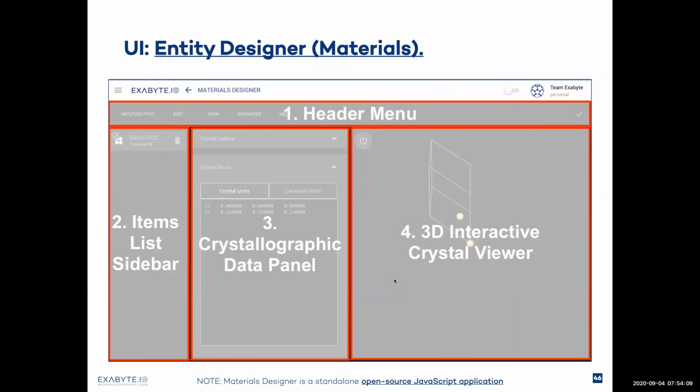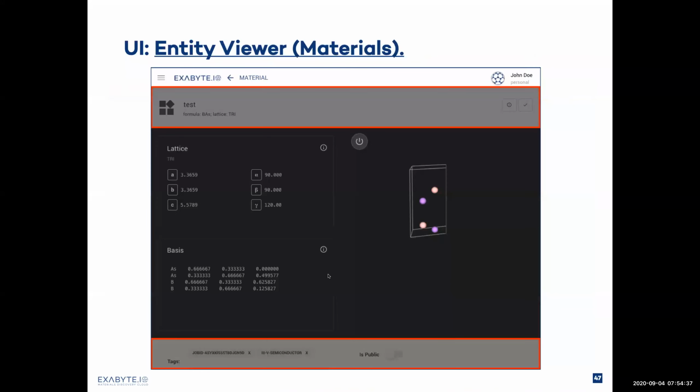Now, here's an example designer, materials designer in this case. And as you can see, it also contains multiple subcomponents like a header menu, the list of items that are currently active inside the designer, a crystallographic panel, and 3D interactive viewer. Materials designer is also a standalone JavaScript application, so that developers developing new applications for material science can use it as a dependency. And here is how a viewer looks like. We can visualize material information and adjust some metadata about it, such as add tags or change the name, for example.